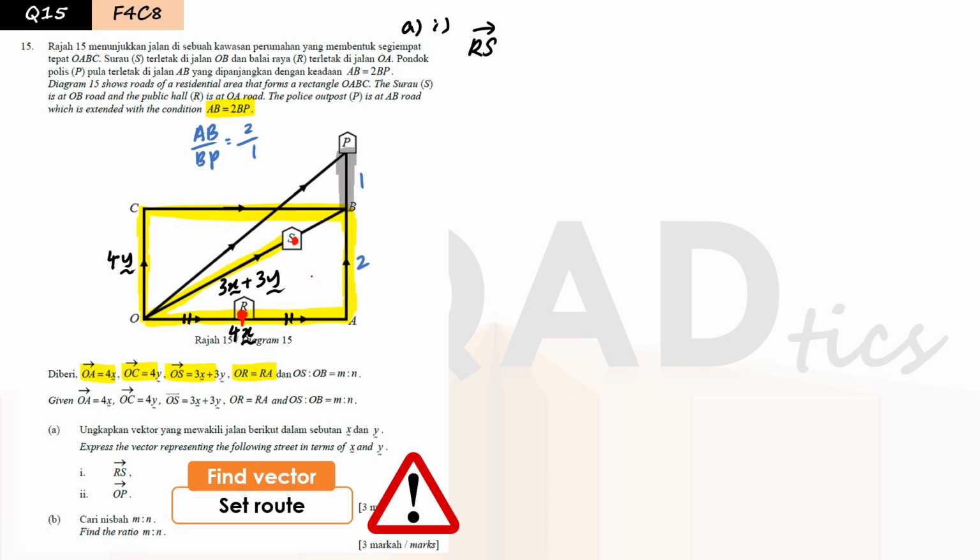One of the ways to go from R to S would be passing through O. So it would be from R to O and then O to S. So we can write it here: from R to O and then O to S. This one is very important to obtain your marks, because 99% of the time, you will be granted 1 mark. And 1 mark is also very important in maths. So we need to set our route first.